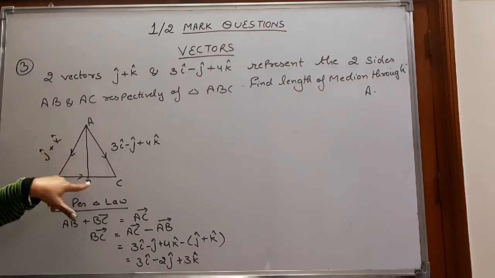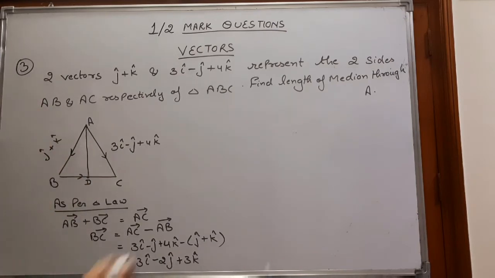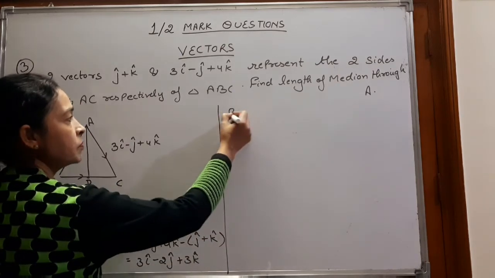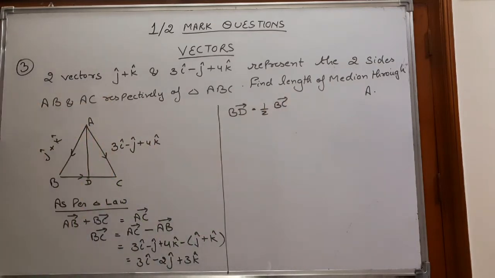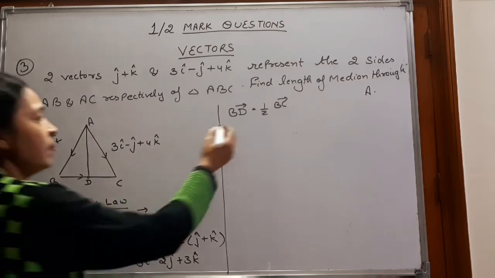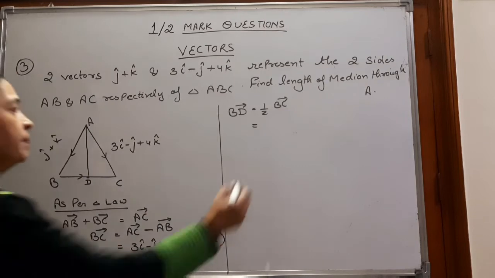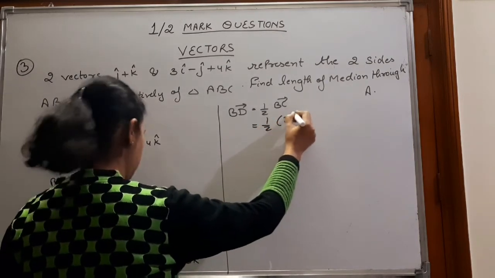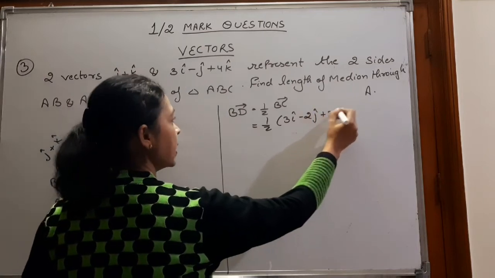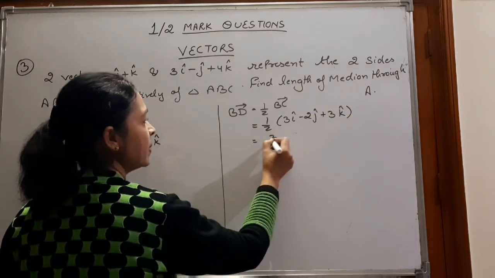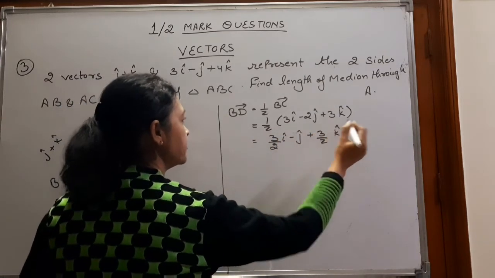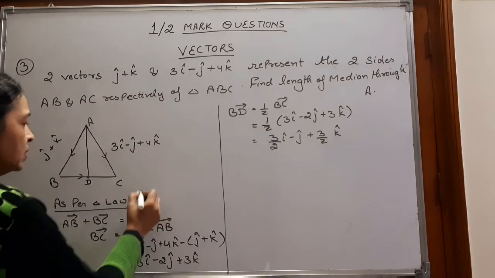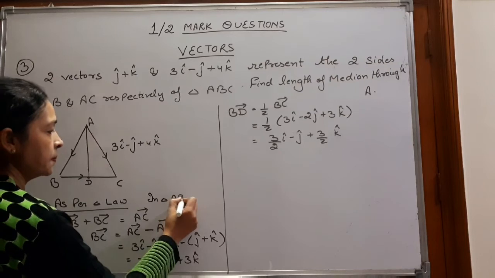You know a median divides the opposite side into two equal parts. What will be vector BD? Vector BD will be half of BC because AD is the median and AD is dividing BC into two equal parts. Half of 3i cap minus 2j cap plus 3k cap, so vector BD will be 3 by 2 i cap minus j cap plus 3 by 2 k cap. Now children, this is in triangle ABC.